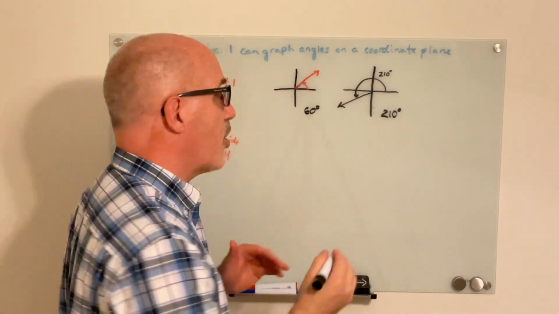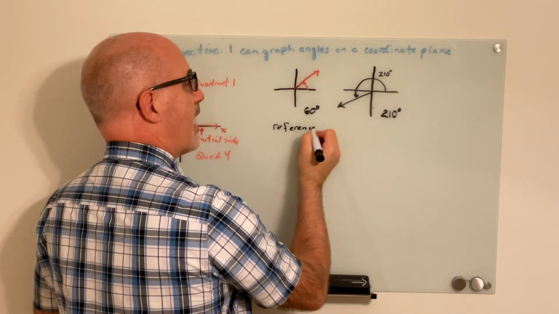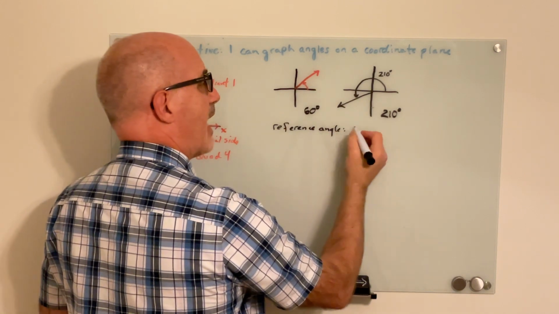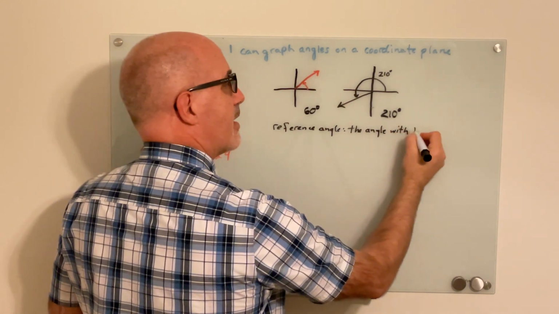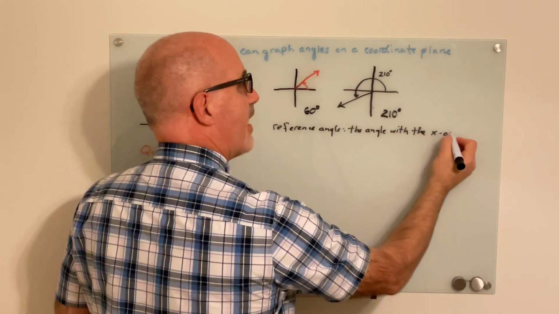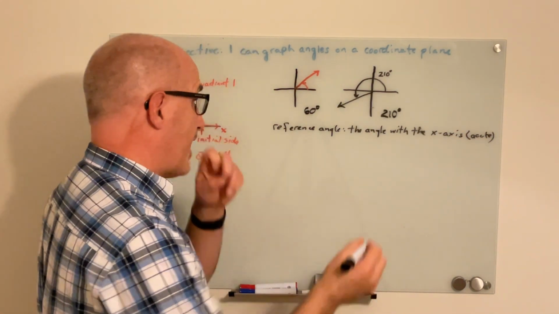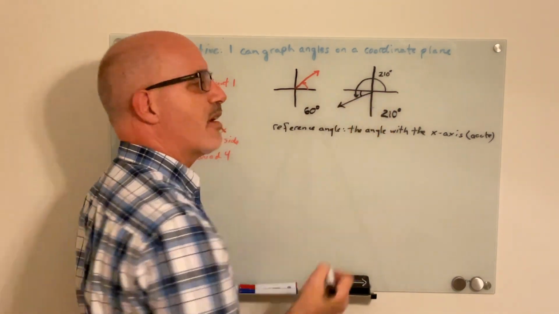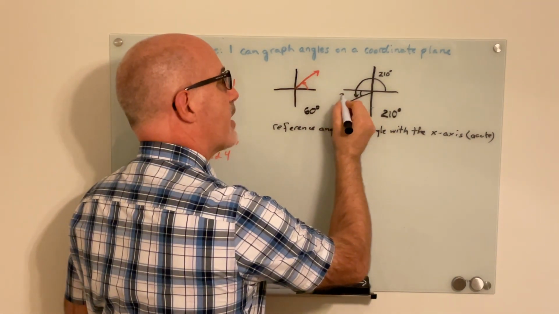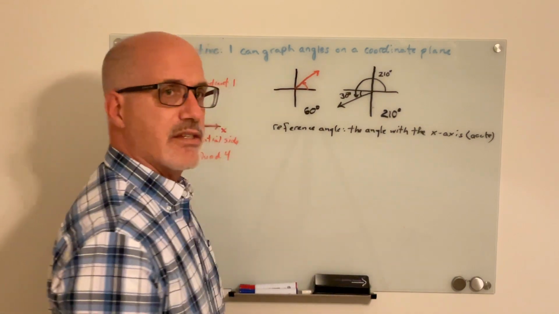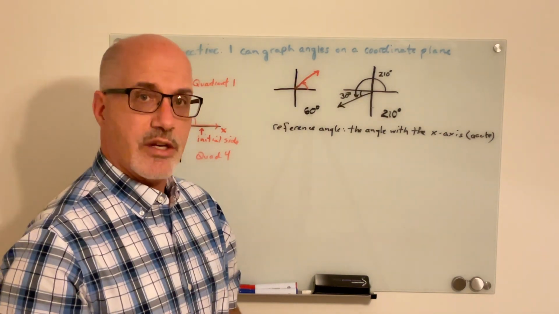Whenever we measure what's called a reference angle, the reference angle is the angle with the x-axis. And that angle is going to be acute. So in this case, the angle with the x-axis is this little angle right there. That's 30 degrees past 180. So this will just be a 30-degree reference angle for that. So the angle itself is 210 in the third quadrant. The reference angle is 30 degrees.